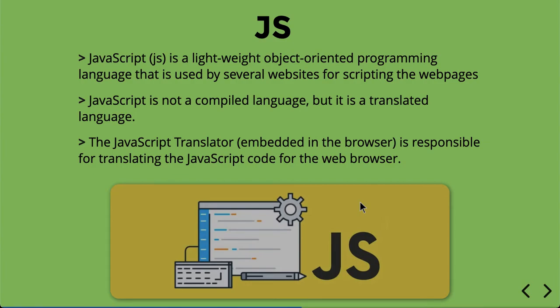Now I am covering the basic topic of JavaScript, like what is JavaScript. JavaScript is a lightweight object-oriented programming language that is used by several websites for scripting the web page. JavaScript is not a compiled language, but it is a translated language, and the JavaScript translator embedded in the browser is responsible for translating the JavaScript code for the web browser.